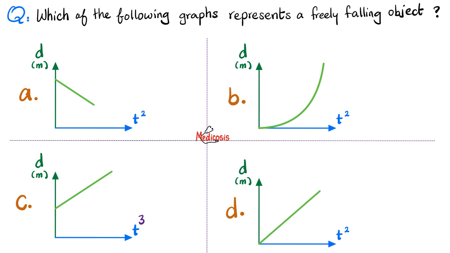Let's answer this question that we have discussed before. Which of the following graphs represents a freely falling object? Is it A, B, C, or D? Please pause and try to think about it. Okay, free falling means what? Here is the balcony. All right, nice. And I will throw the apple. Here's the apple. The apple starts here.